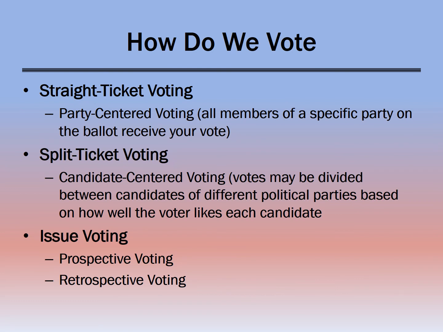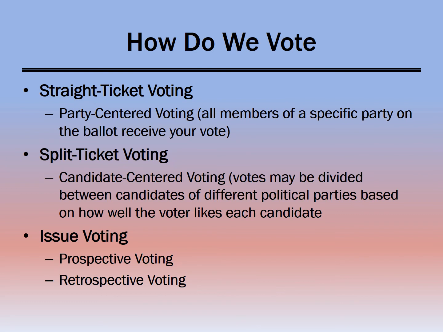Other people prefer to vote more on conscience. I'm not saying the people that vote straight ticket don't, but split ticket is where you might vote for a Republican here, a Democrat there, an Independent there. And then issue voting also affects how we vote. Prospective voting means here's how I think an issue is going to play out. This issue's on the ballot, and here's how I think it's going to play out. I'm going to vote for this, or this candidate I think has the potential to do this because they've promised such and such.